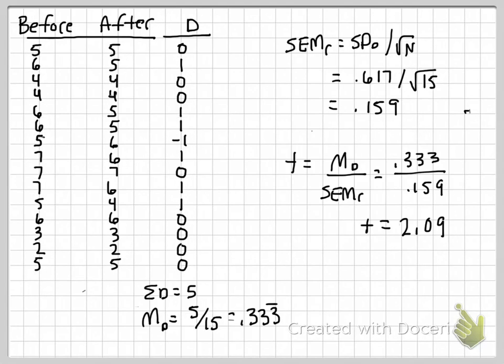Next, you need to just compute the t, where the t is computed as the mean difference divided by the standard error of the mean. Or this is the observed difference between your means divided by the difference you'd expect due to sampling error. So you have 0.33 in the numerator and 0.159 in the denominator, which gives you a t of 2.09.